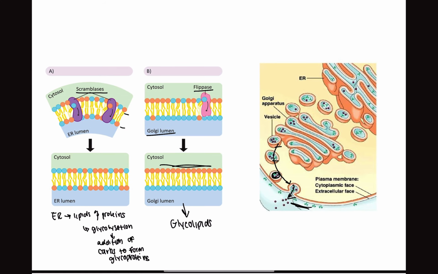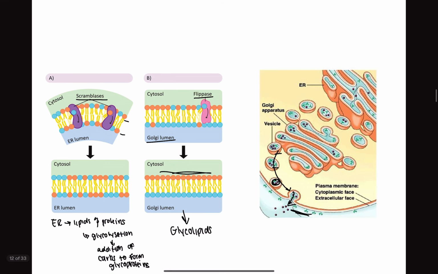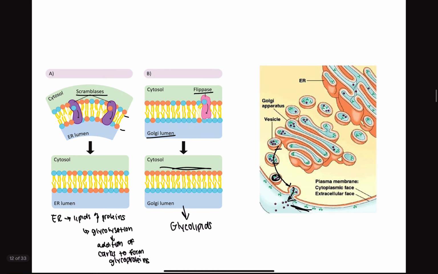So due to the processes that we have shown in these figures, our membrane lipid and protein composition is going to differ between the inner and outer layers of the plasma membrane. And this asymmetry is really important for functions such as cellular signaling, immune recognition, and interactions with the extracellular environment.